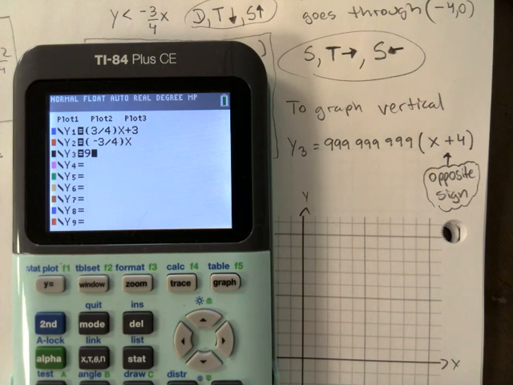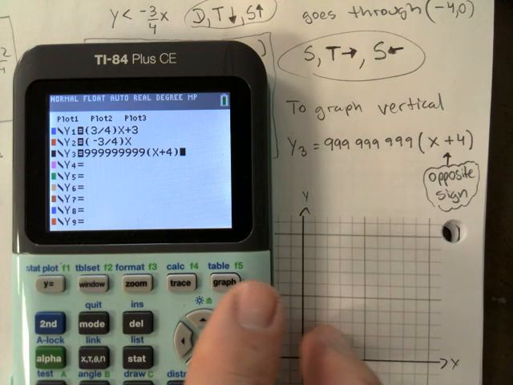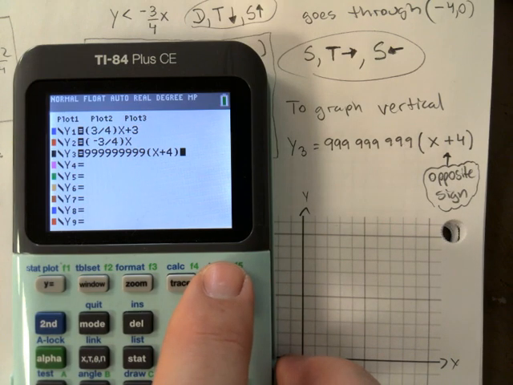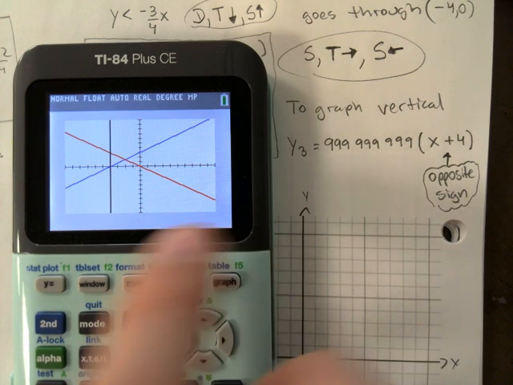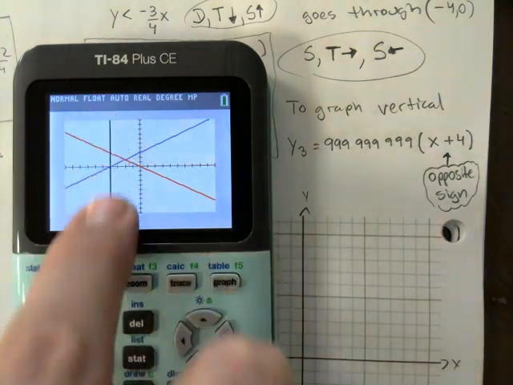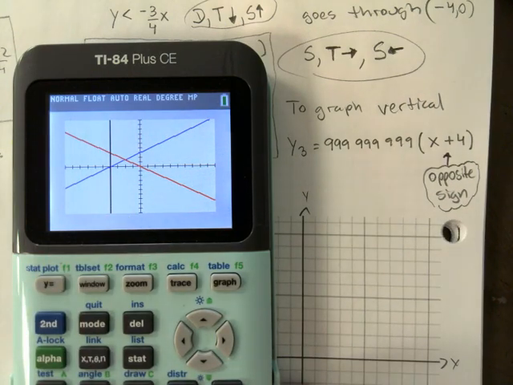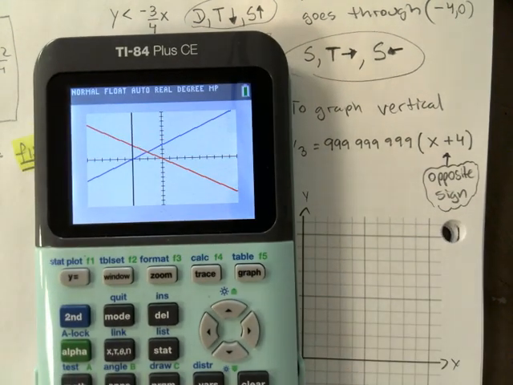So here we go. 1, 2, 3, 1, 2, 3, 1, 2, 3. Then bracket x plus 4, because it's the opposite sign. And then let's hit graph here. Boom, boom. And there's my vertical line, which is at negative 4, you see, right? You can confirm. This will work just fine. All the lines are intersecting within my 10 by 10 grid.